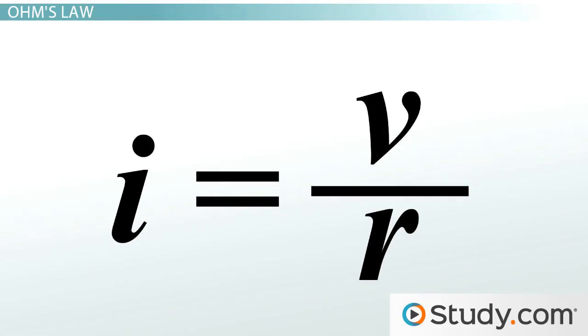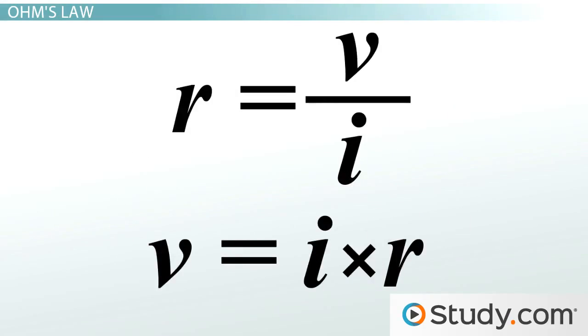The way the equation is written here, it would be easy to use Ohm's law to figure out the current if we know the voltage and the resistance. But what if we wanted to solve for the voltage or the resistance instead? One way to do this would be to rearrange the terms of the equation to solve for the other parameters. But there's an easier way.